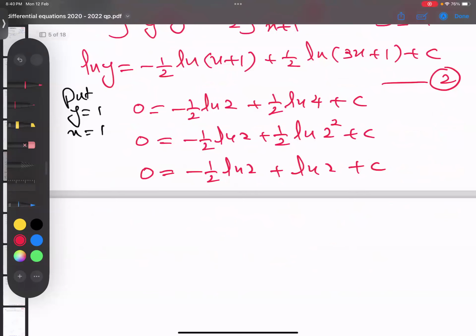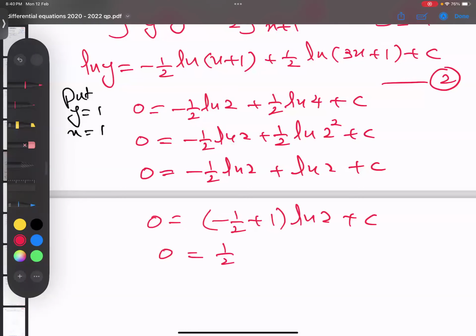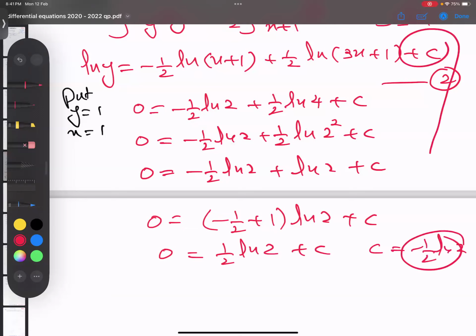Okay, now students, I'm writing ln 2 common out. What is left? -half plus 1 left. Wait a minute, this may create trouble for you. 0 equals, I have taken ln 2 common out, plus c. So 2 ones are 2, I got a half. Half ln 2 comes from here. So c value becomes -half ln 2.